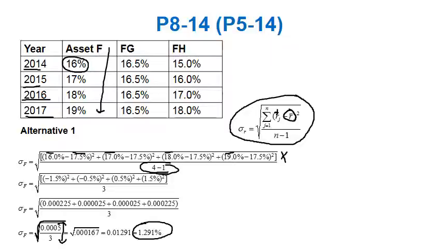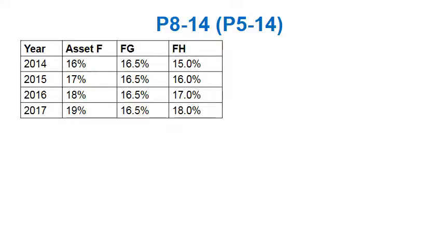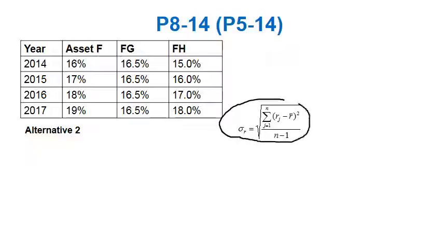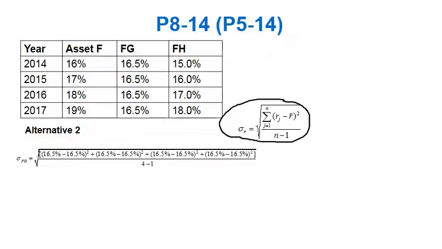That is on the next slide. So now what we're going to do is calculate the standard deviation for alternative 2. I have again the standard deviation formula here, and let's start with the workings. In this instance, again, we take the actual returns that we observe, which are 16.5 in each year for F and G, and we subtract from that our expected return, which is 16.5 on this portfolio.